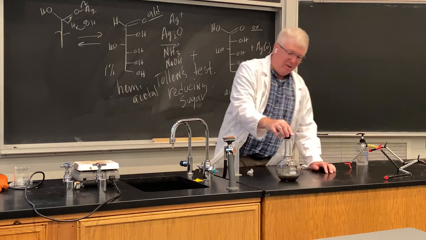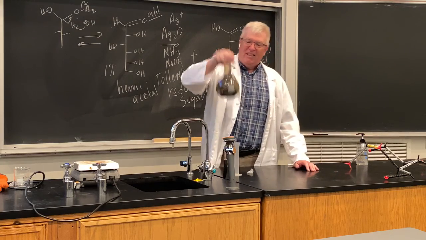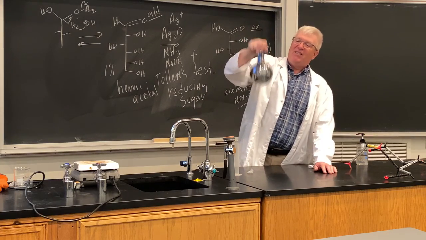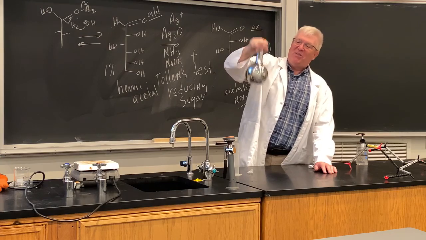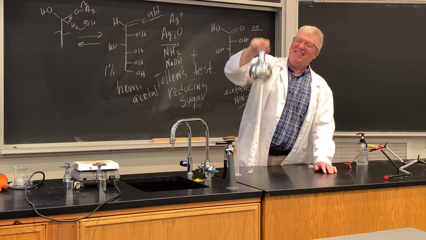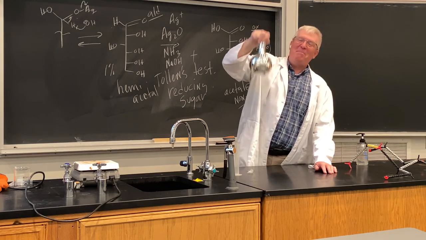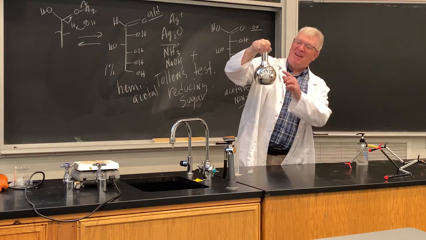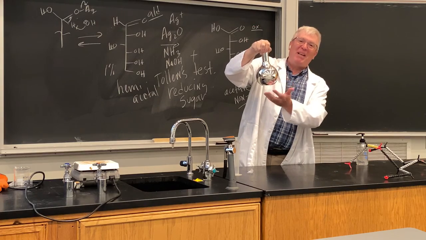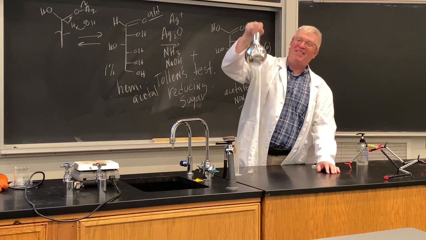So what you notice right away is it turns black. That's the silver oxide coming out. If we keep shaking it, let's see. What do you notice the flask it's turning into? It's kind of cool, I think, isn't it? It's turning into a mirror, right? Where's that mirror coming from? Well, the mirror is the reduced silver plating out on the inside surface of the glass, okay?